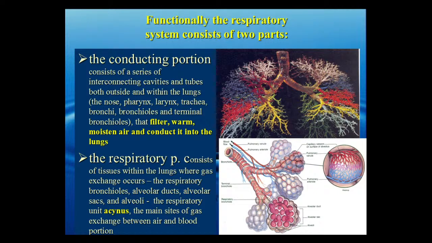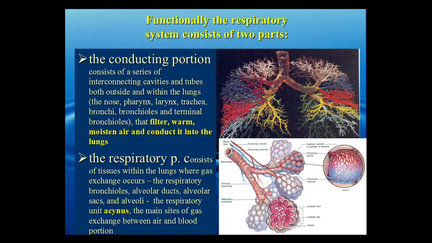Functionally, the respiratory system consists of 2 parts. You can see here the conducting portion, which consists of a series of interconnecting cavities and tubes, both outside and within the lungs. It's nose, pharynx, larynx, trachea, bronchi, and terminal bronchioles. The function of this portion of the respiratory system is filtration, warming, moistening air, and conducting it into the lungs.